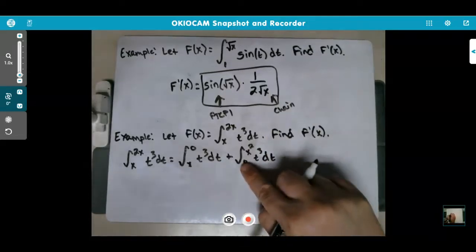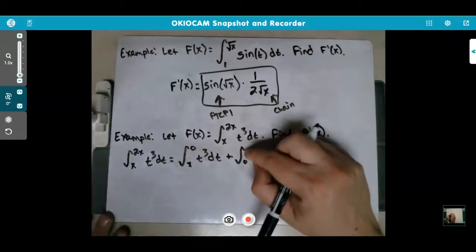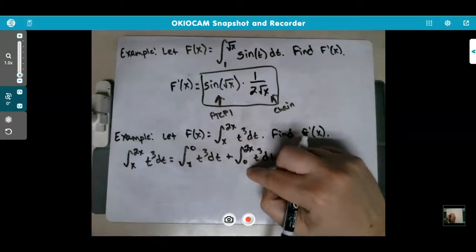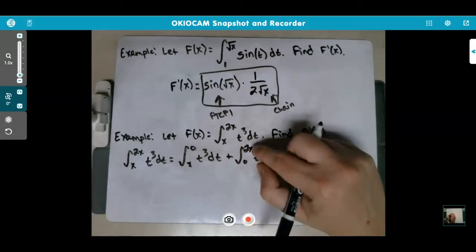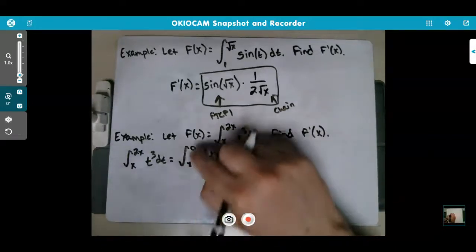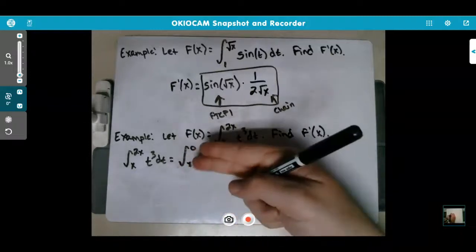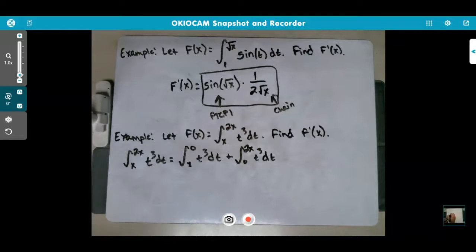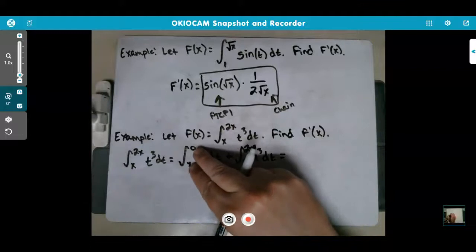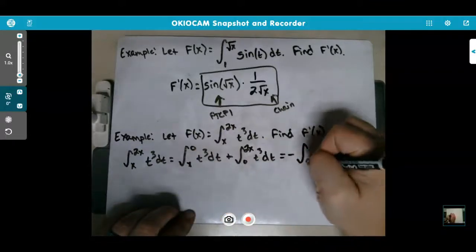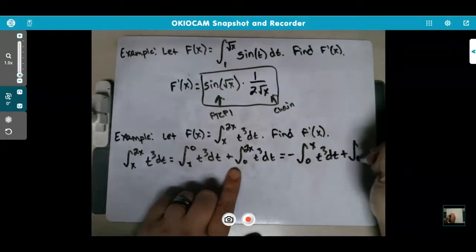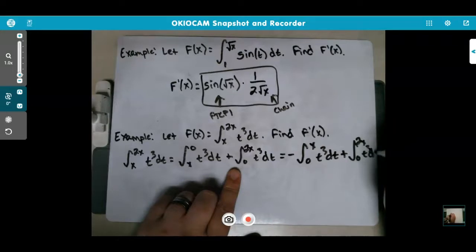This one's good because I have a constant here, and then, oh, that should be 2x, not x squared. Apologies. I have a constant here and then some stuff up here, right? But this one, my constant is on top. So I want to flip those. Remember we said in our rules, to flip them, I have to change my sign, right? So I want to flip these, so make it negative integral from 0 to x of t cubed dt, plus, this one's fine, 0 to 2x t cubed dt.